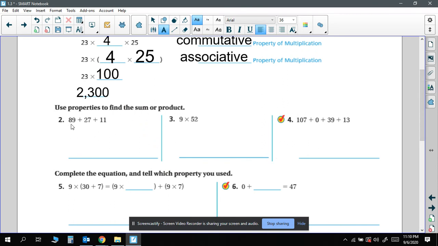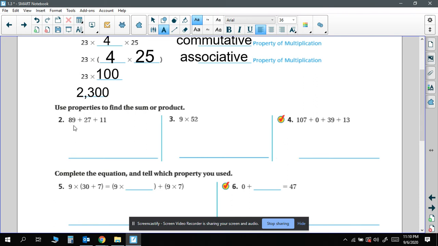All right. Now, this one's saying use properties to find the sum or product. So we're checking out 89 plus 27 plus 11. Now, some of you might be saying to yourself, well, Miss Hummel, sometimes these properties are confusing. Can I just add them? Sure. If you're just trying to find the answer, absolutely you can. The whole point of this is to try these different properties to help you solve them mentally, though. So if you want to add them up and then check to see if your answer is correct, that's fine. But when I look at these numbers, the first thing I think to myself is, what order would help me to figure out the answer?